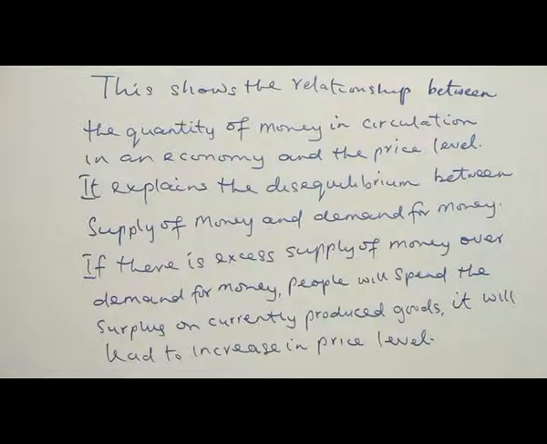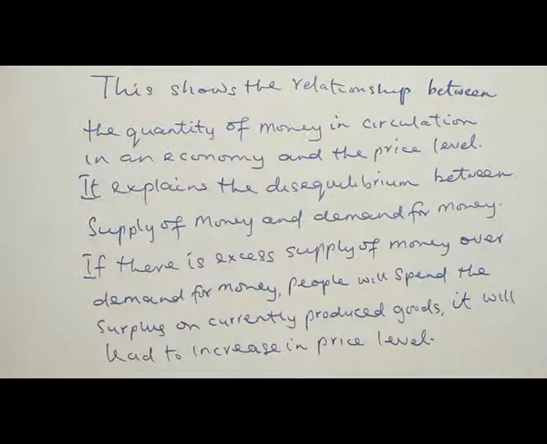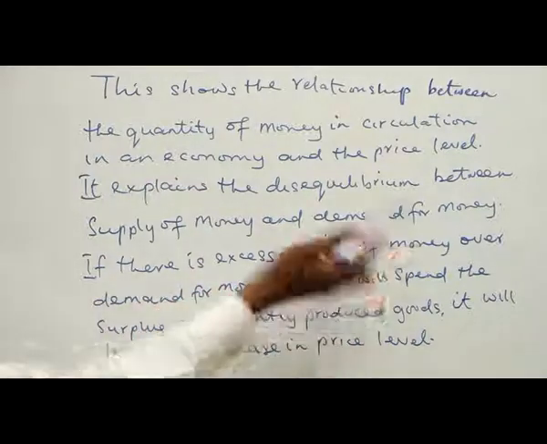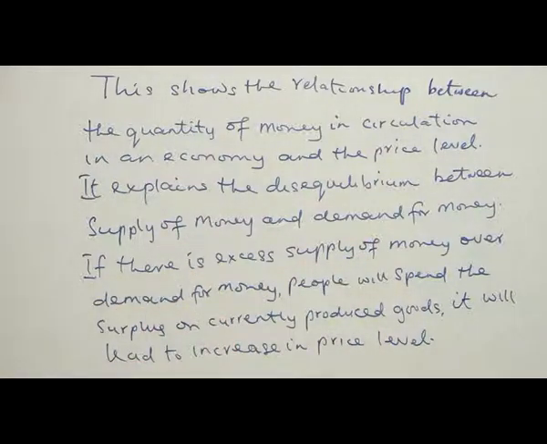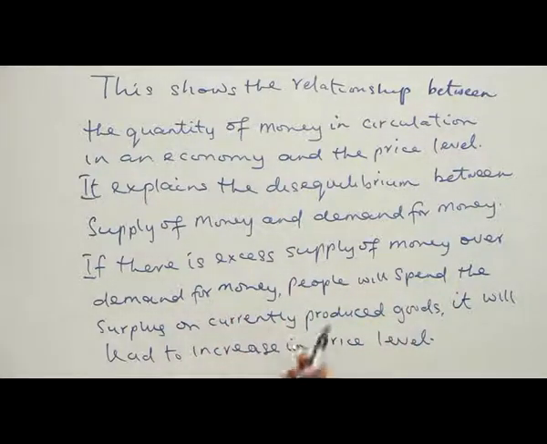So the two are not at equilibrium. That is, supply of money is not equal to demand for money. So the two are at disequilibrium. That's what the quantity theory of money is trying to let us understand, that if there is excess supply of money over demand for money, then what is going to happen? People will spend the surplus on currently produced goods. Truly, when you have surplus of money in your hand, you are going to spend it, but something is going to happen, and what is that? It will lead to an increase in price level.